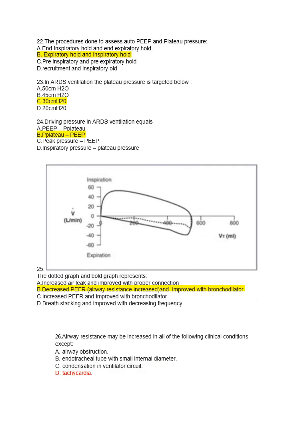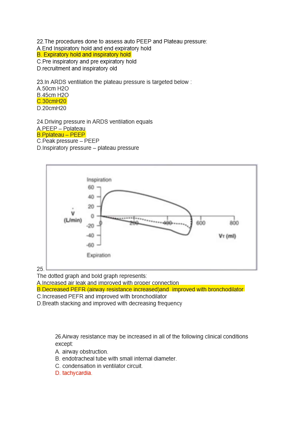Coming to the 22nd question. The procedures done to assess auto PEEP and plateau pressure. The options are end inspiratory hold and expiratory hold; expiratory hold and inspiratory hold; pre-inspiratory and pre-expiratory hold; and recruitment and inspiratory hold. So the answer is, to assess the auto PEEP, we have to do an expiratory hold, and to assess the plateau pressure, we have to do the inspiratory hold. These are procedures that are done on the ventilator to assess the auto PEEP and the plateau pressure.